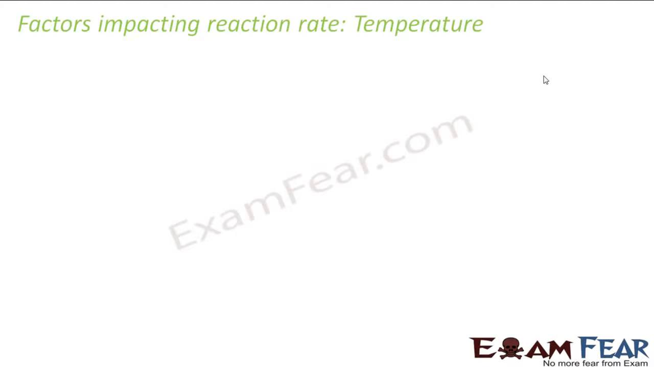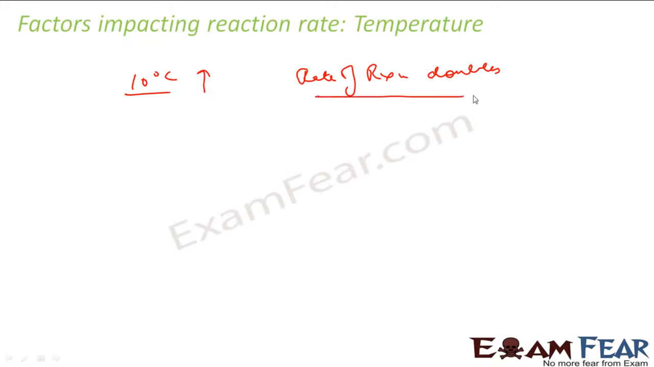And for most of the chemical reactions, we have seen that for every 10 degrees Celsius rise, the rate of reaction doubles. This is an experimental thing. We'll see this when we talk about the Arrhenius equation.